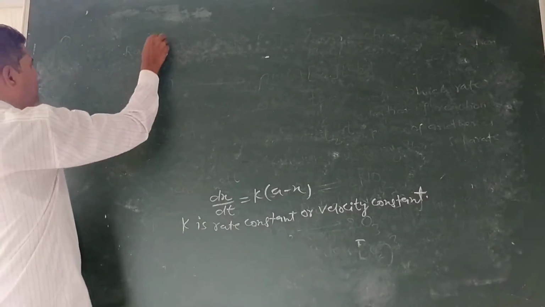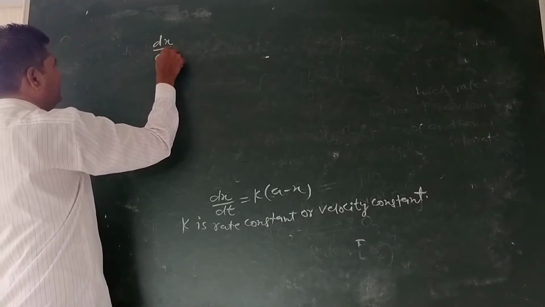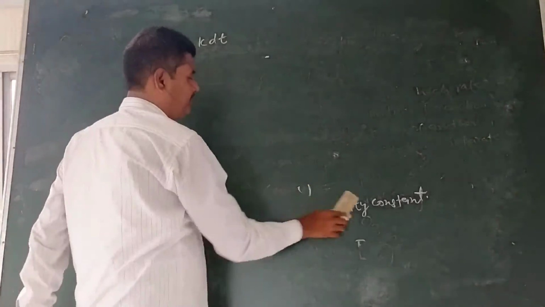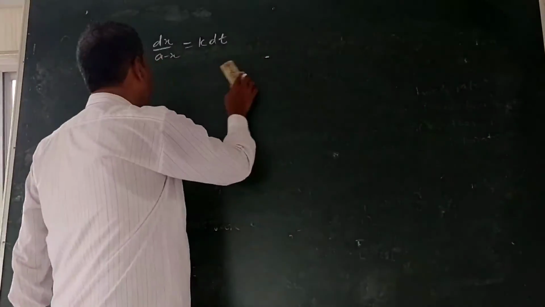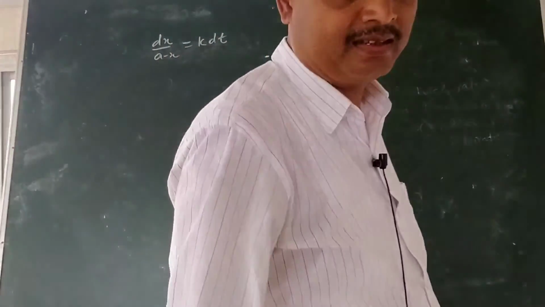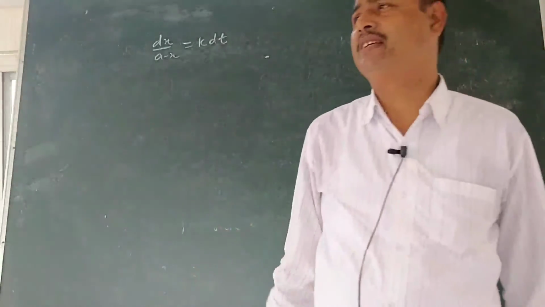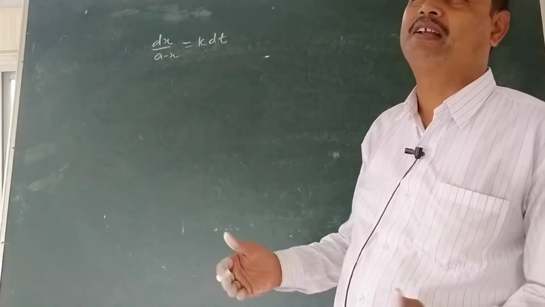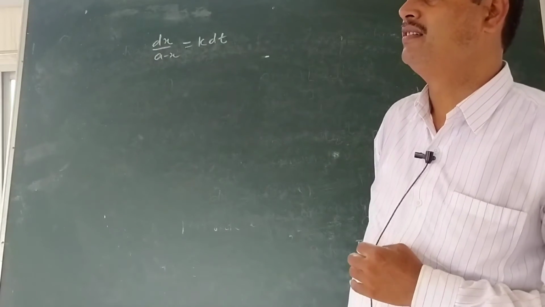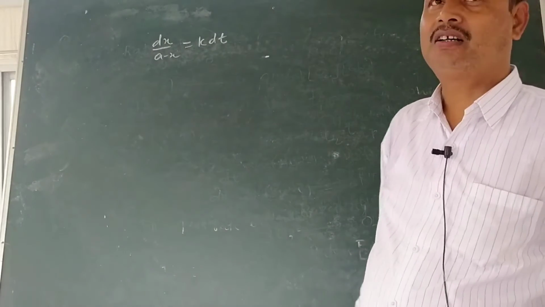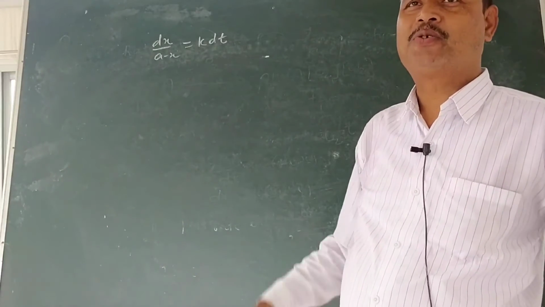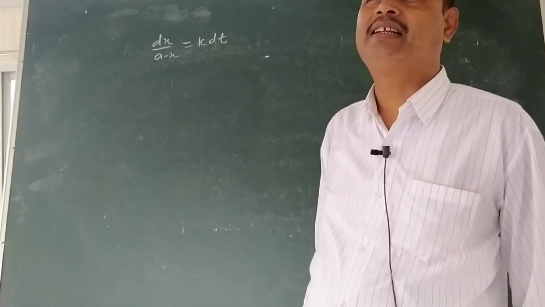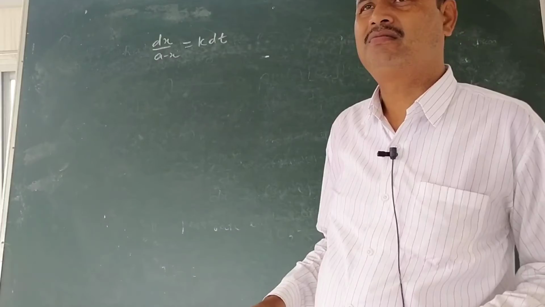On rearranging, dx upon A minus x is equal to k dt. Differentiation indicates minimum changing, the calculation of the smallest change. For total change, we adopt integration. Integration means entire, total.